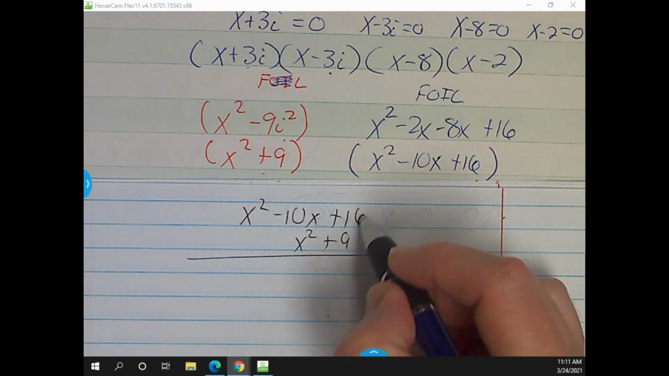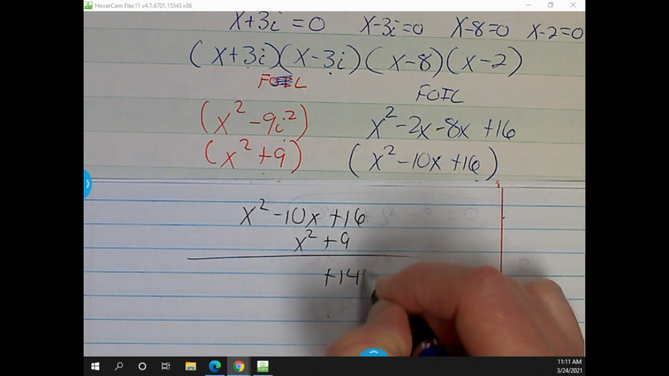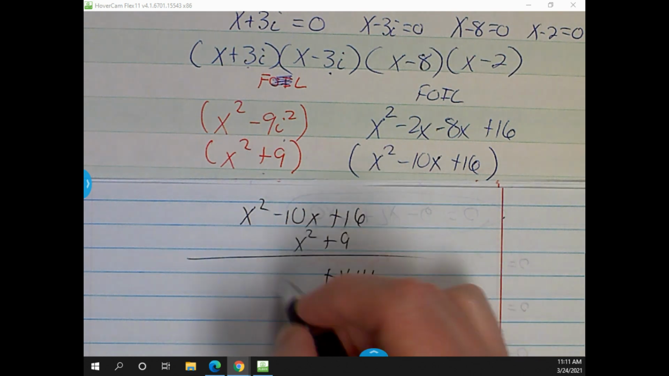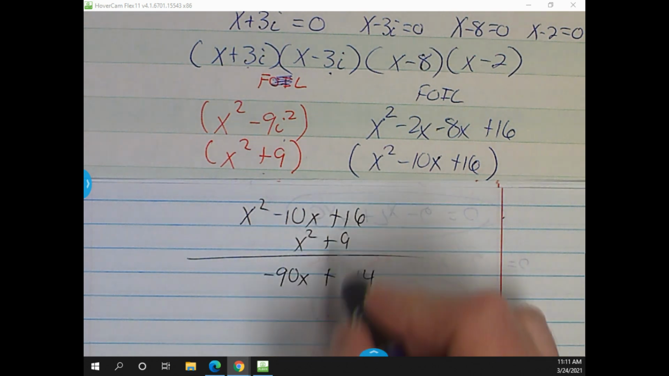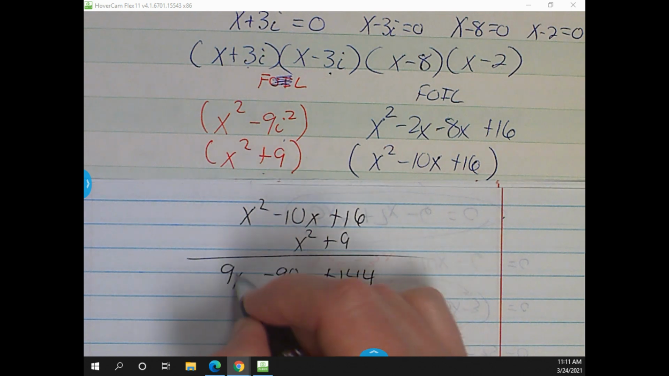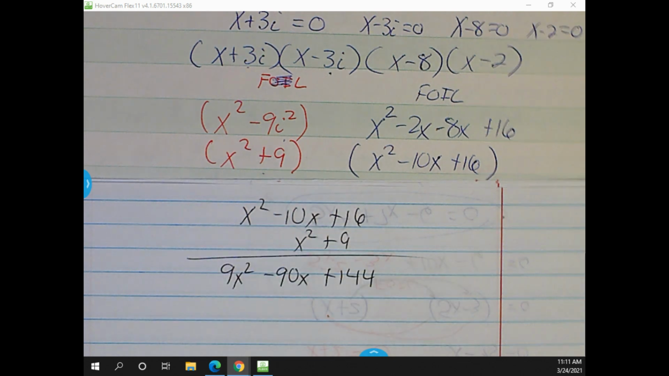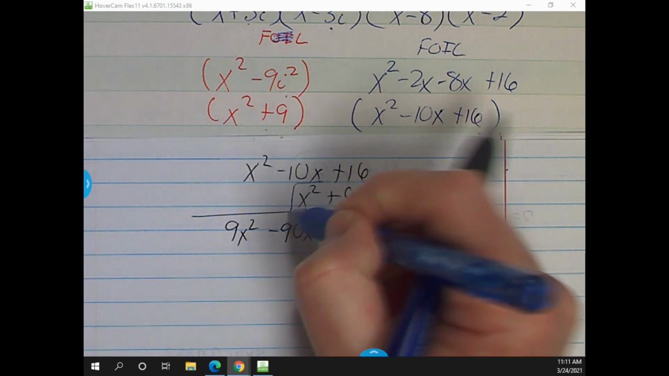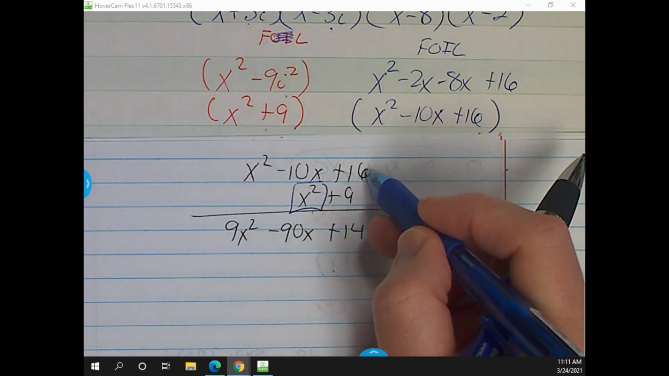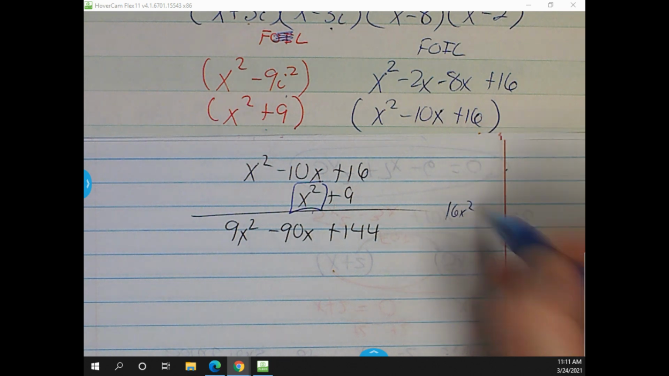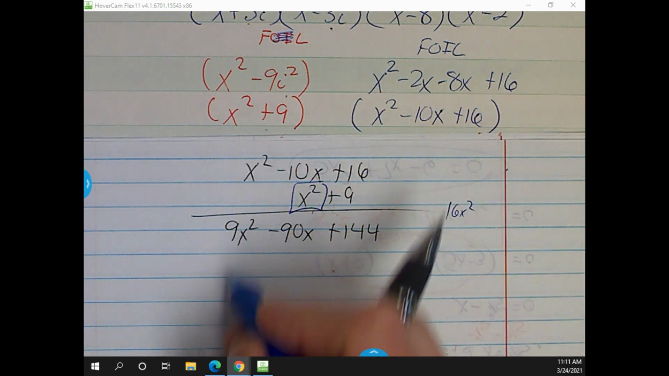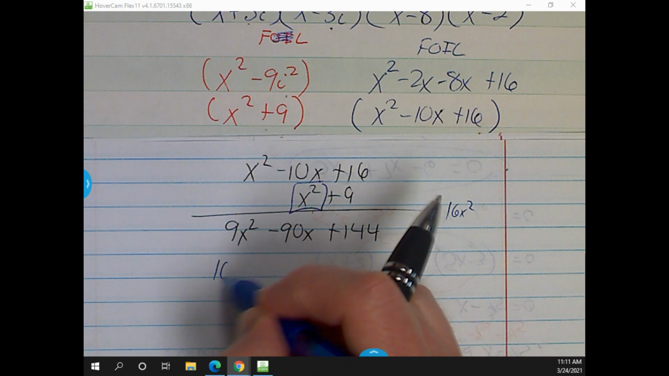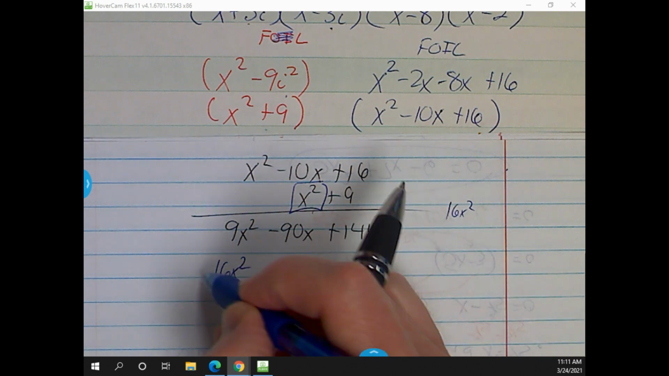You can do 9 times 16 and get 144. You can do 9 times -10 and make that -90x. And you can do 9 times x squared and make that 9x squared. Okay, and then you can go back and multiply everything by x squared. So now you're going to do x squared times 16. And that 16x squared, instead of stacking up here at the end, just stack it underneath the term that's already got the x squared with it. So that would go there.